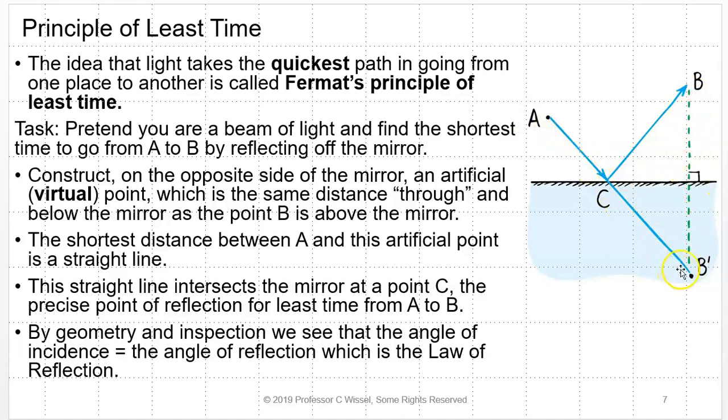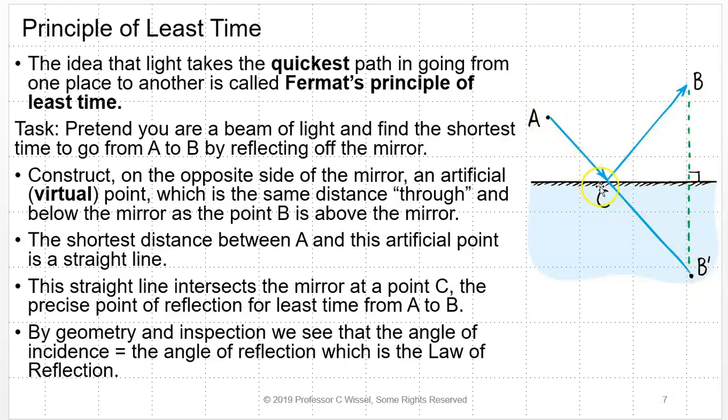If you look at these triangles, you can see that the shortest distance between A and this artificial point is this straight line. And light wants to do that, but it can't go there, because light reflects off the surface. So this straight line intersects the mirror at point C, right here. And that's the point of reflection, because this triangle and this triangle are going to be the same.